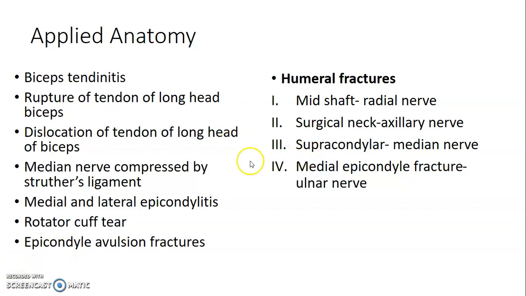Another aspect of applied anatomy: you have humeral fractures. If you fracture the midshaft, you affect the radial nerve, leading to wrist drop. With the surgical neck, you affect the axillary nerve, and abduction will be affected because the deltoid is affected, and you lose sensation in the regimental badge region. With supracondylar fractures, the median nerve can be affected at the cubital fossa. Then at the medial side, remember posterior to it is the ulnar nerve, so it can be affected.